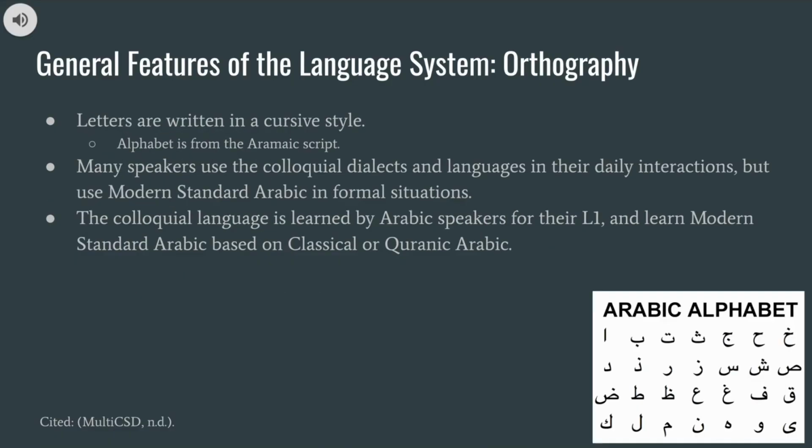As mentioned in previous slides, there are 28 letters in Arabic, written from right to left. Letters are written in a cursive style and are from the Aramaic script. Ruqa is the most common script for handwriting. Speakers of the colloquial dialects use the language for daily interactions and use Modern Standard Arabic for formal situations. This is learned as L1, and Modern Standard Arabic is based on Classical Arabic.